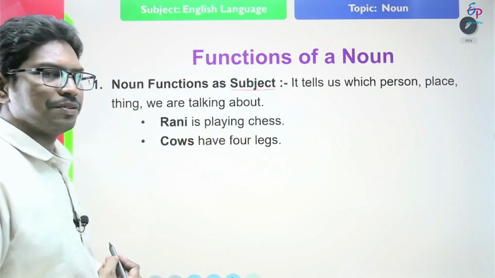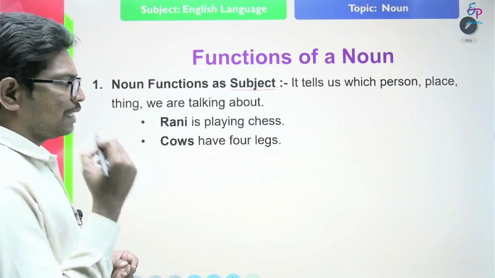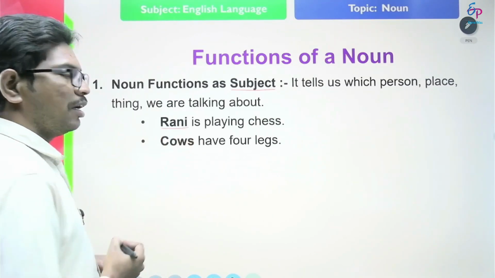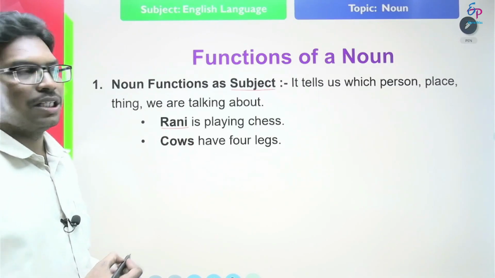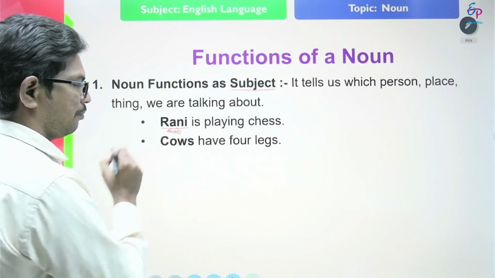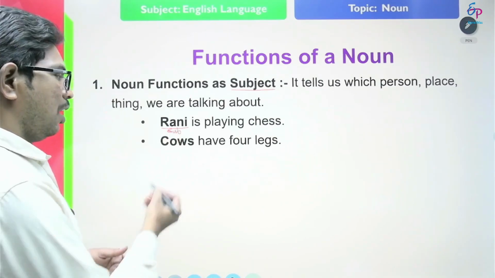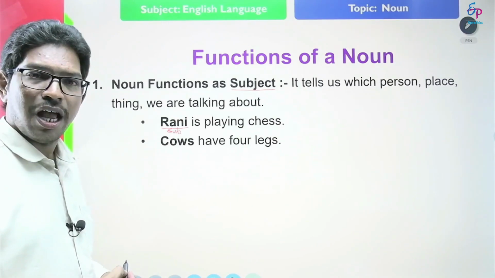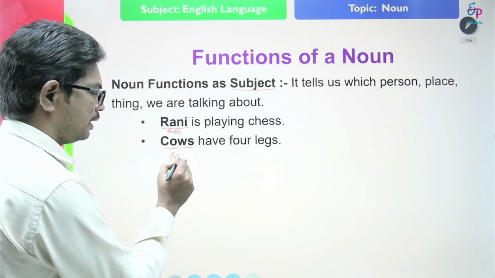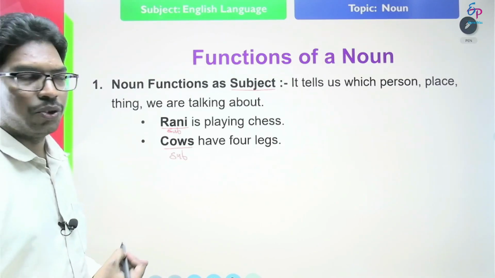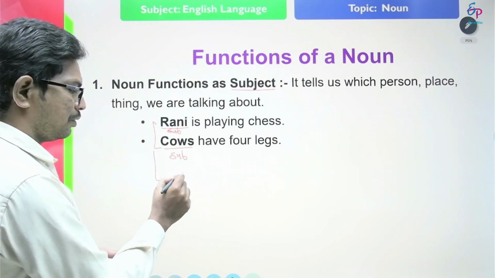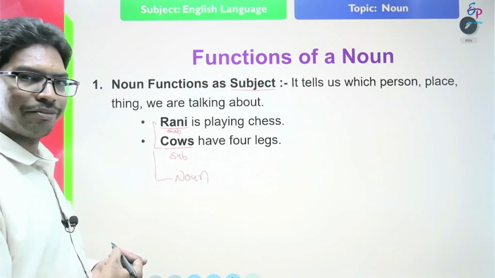Rani is playing chess. In this sentence, whom am I talking about? I am talking about Rani. Rani is the subject in a sentence. That is noun, name of a person. Look at another example. Cows have 4 legs. I am talking about cows. So cows is the subject. It is the name of the animal. So that is noun. So noun functions as subject. These two are nouns.